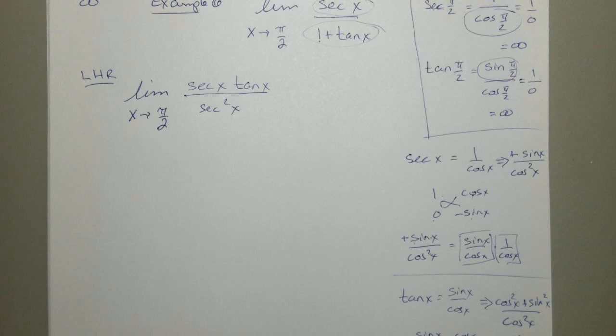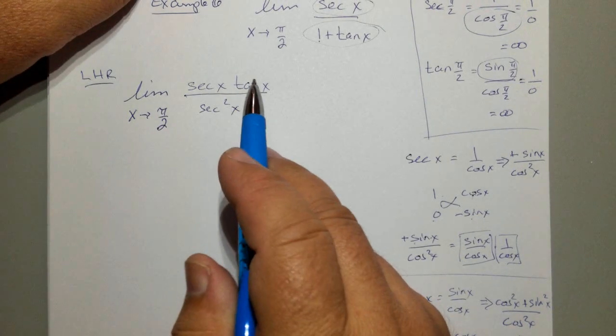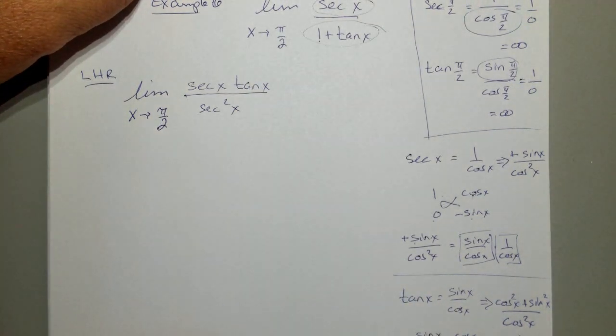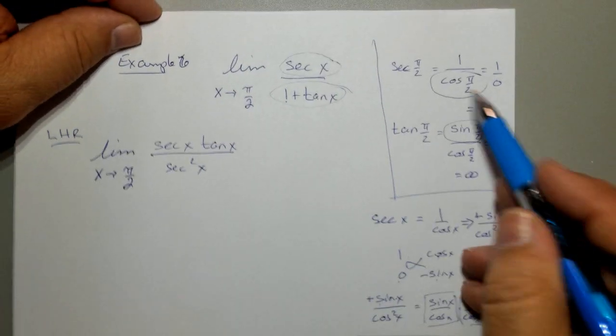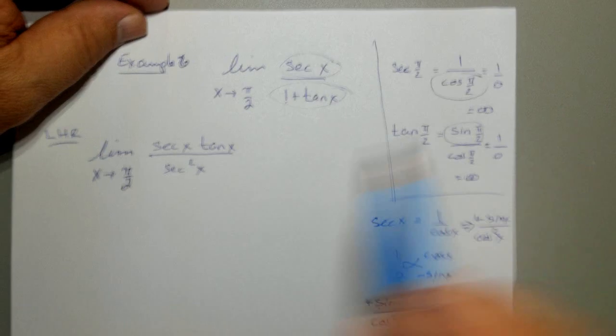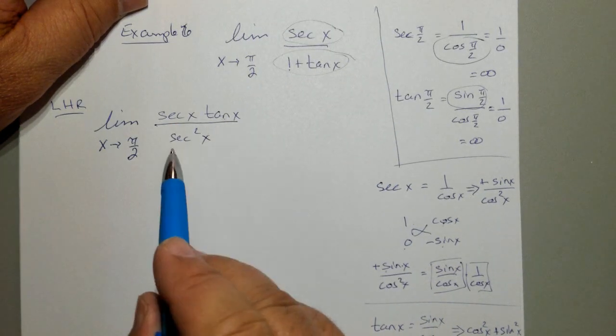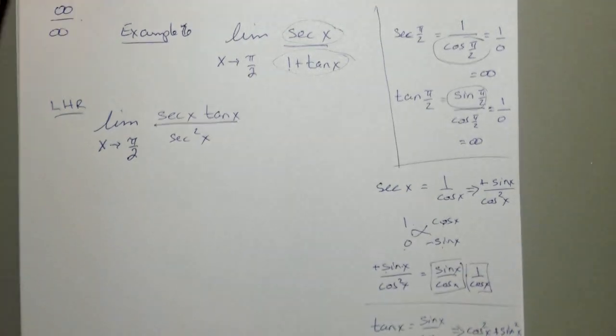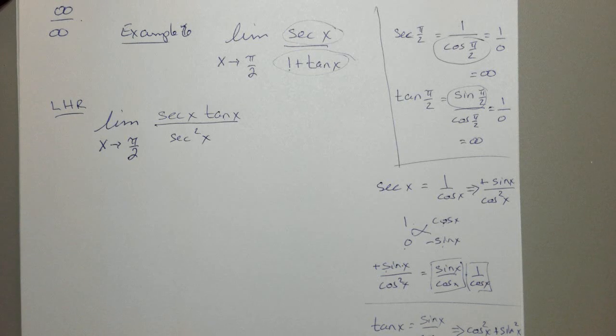So we got the first derivatives. Again, if you don't remember them, or you don't have them written down somewhere, you can always derive them yourself using the quotient rule. So what is secant at pi over 2? Infinity. Tangent's infinity, so we have infinity times infinity over infinity times infinity, so we're back to infinity over infinity. What do we do now?